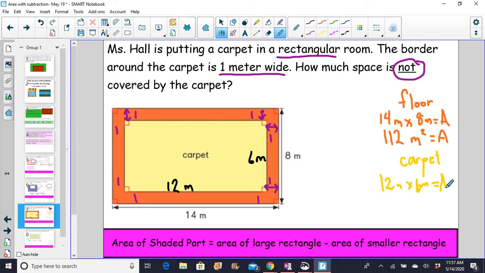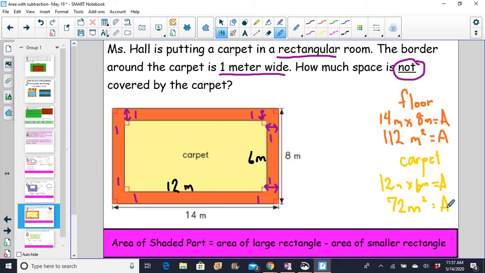So pause this video, stack up 12 and 6, multiply. All right, I hope you're back again. 12 multiplied by 6 is going to give me 72 meters squared. So that's the area of the carpet. All right, so we found the area of the rectangular floor. We found the area of the rectangular carpet.